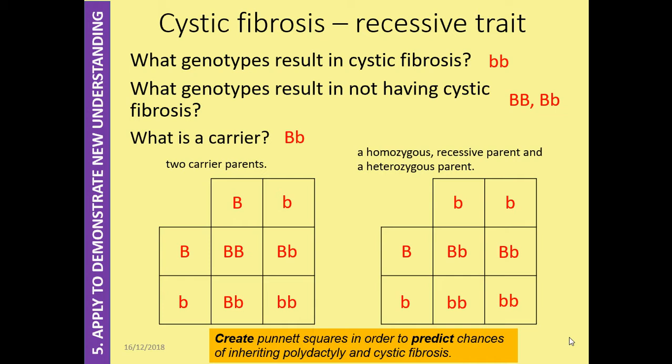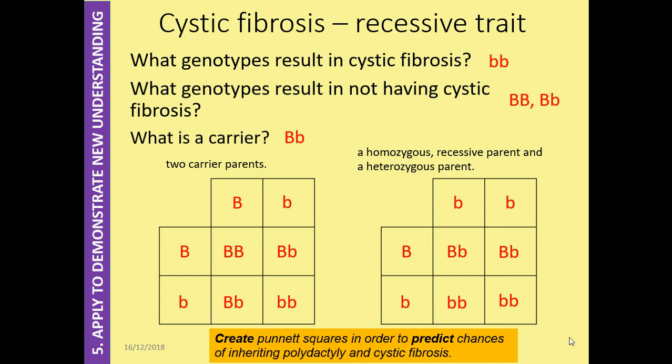And we'll again look at the same process. So cystic fibrosis is a recessive trait. You can only get cystic fibrosis if you have 2 of the cystic fibrosis alleles. Okay, so here we've got little b, little b.